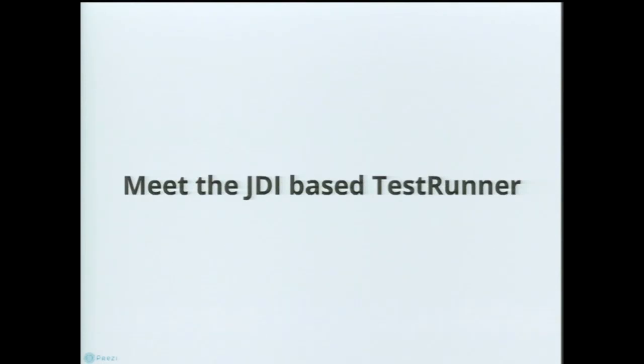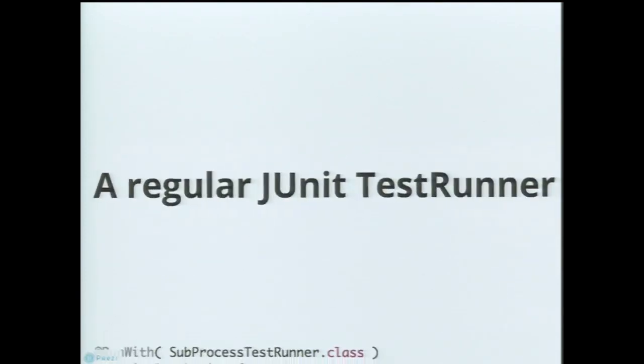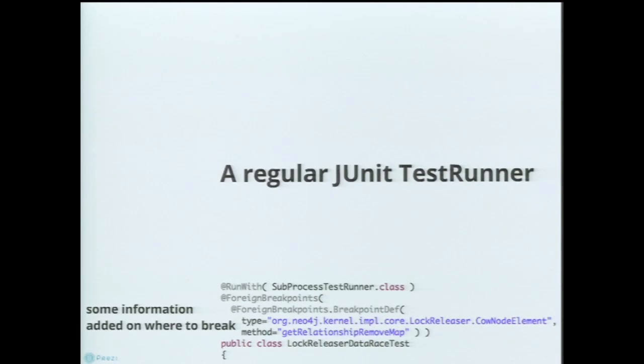I created a JUnit test runner based on the Java debug interface. It's a regular JUnit test runner, and this is roughly what it looks like in the Neo4j codebase. I started breaking this out into its own separate library, so the second generation of this code. It looks a lot nicer now, but still, this is what it looks like in Neo4j.